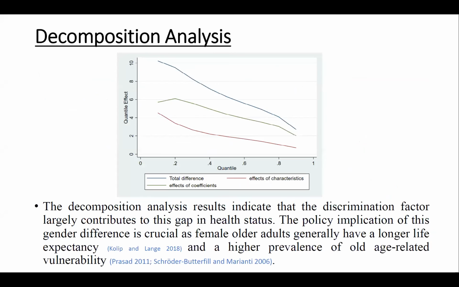Okay, this is the decomposition analysis result. The blue line shows the gender gap, and the x-axis is the healthy aging index. At the lower level the blue line is higher, which indicates that the gender gap in health status is higher among the unhealthy individuals, and it declines when we move to healthy individuals. The green line represents the discrimination factor, the contribution of discrimination to the total gap. So we find that discrimination is the main reason leading to inequality in healthy aging.